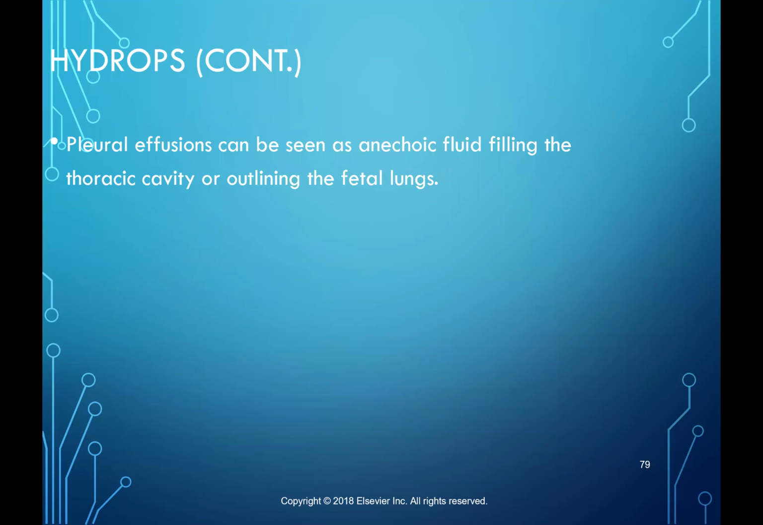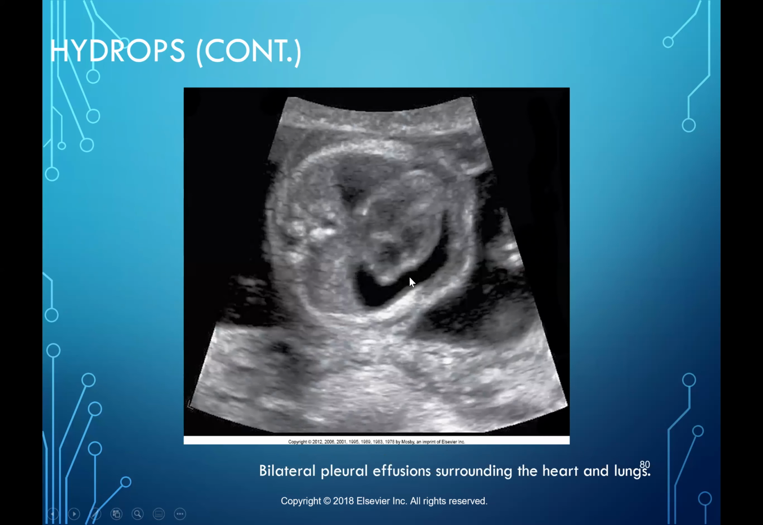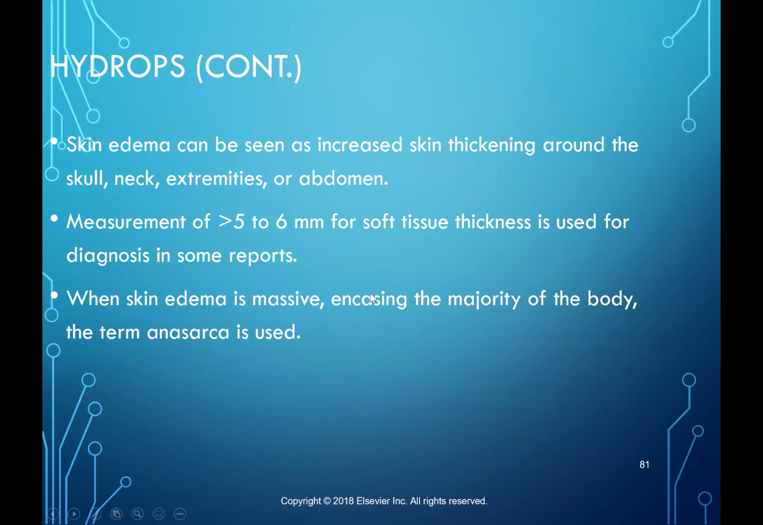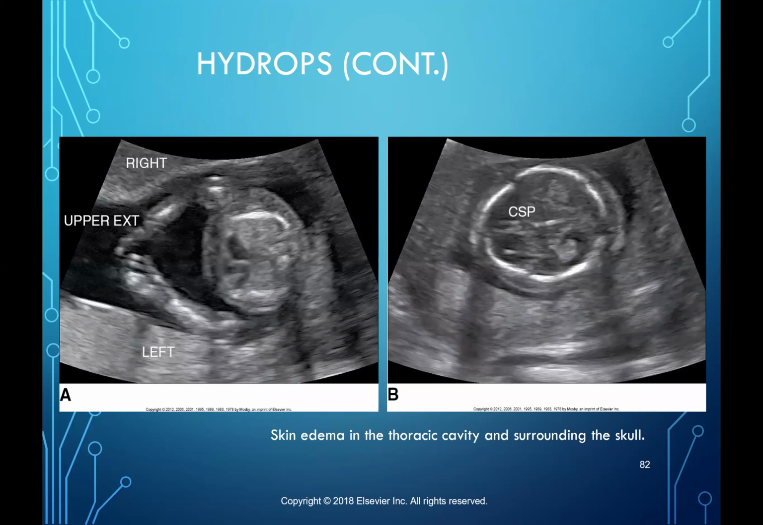Pleural effusions can be seen as anechoic fluid filling in the thoracic cavity. So here's the heart, and then around it is fluid. Skin edema can be seen as increased skin thickening around the skull and neck, greater than 5 to 6 millimeters is considered abnormal. So what that means is thickened around the wall here. This is really thickened skin around the head.